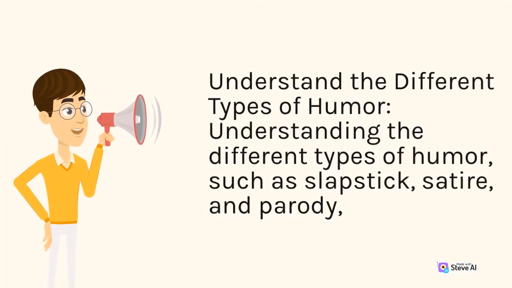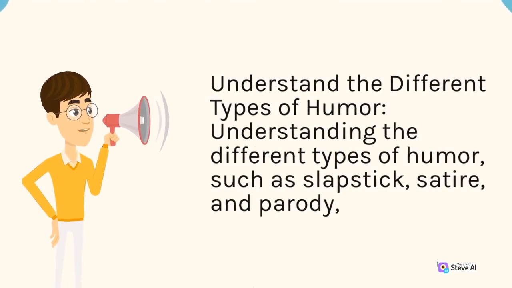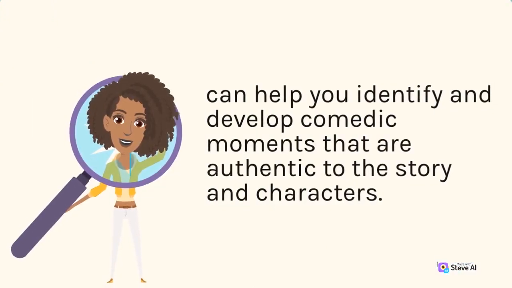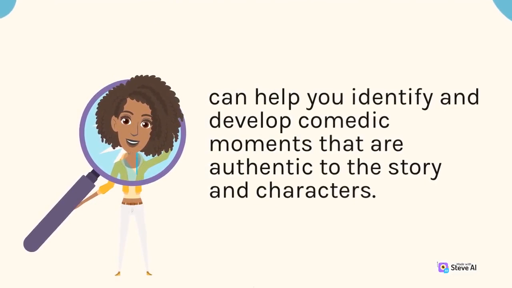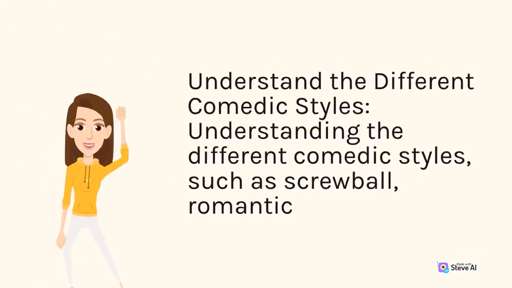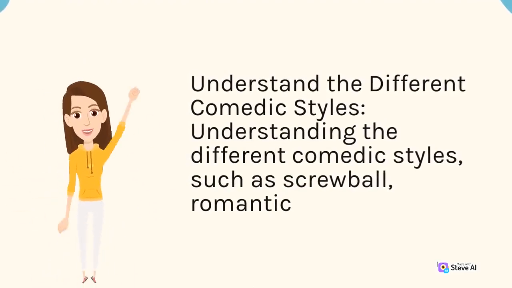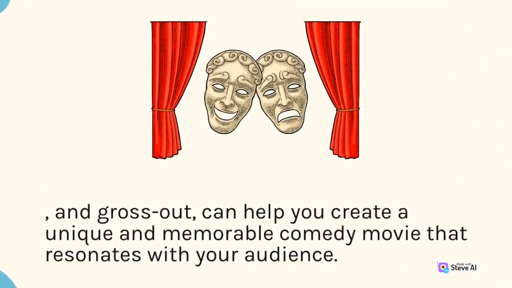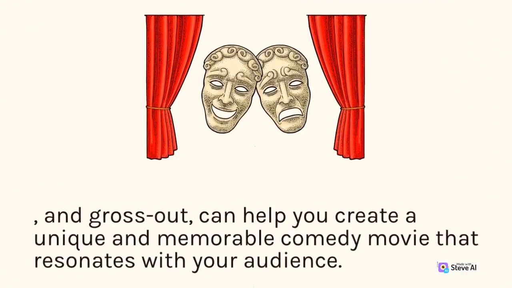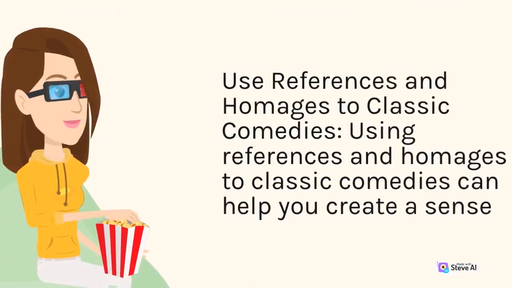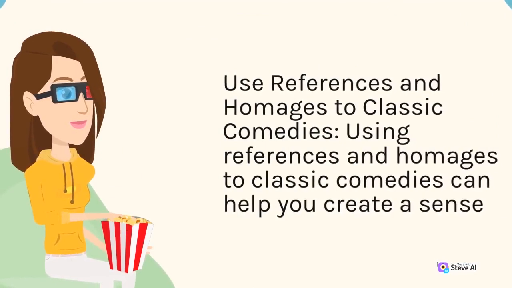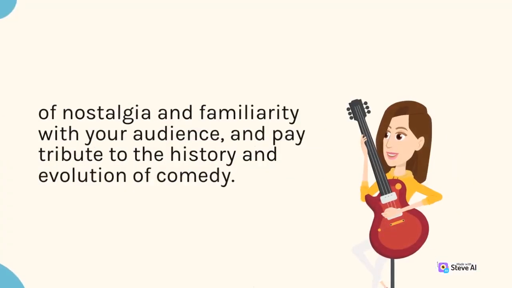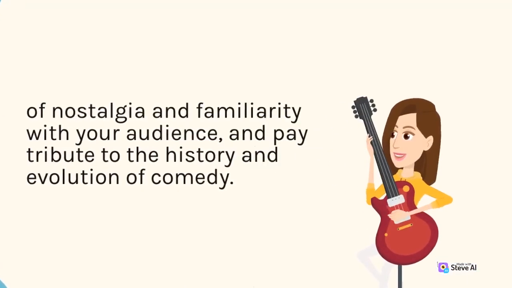Understand the different types of humor. Understanding the different types of humor, such as slapstick, satire, and parody, can help you identify and develop comedic moments that are authentic to the story and characters. Understand the different comedic styles. Understanding the different comedic styles, such as screwball, romantic, and gross out, can help you create a unique and memorable comedy movie that resonates with your audience. Use references and homages to classic comedies. Using references and homages to classic comedies can help you create a sense of nostalgia and familiarity with your audience, and pay tribute to the history and evolution of comedy.